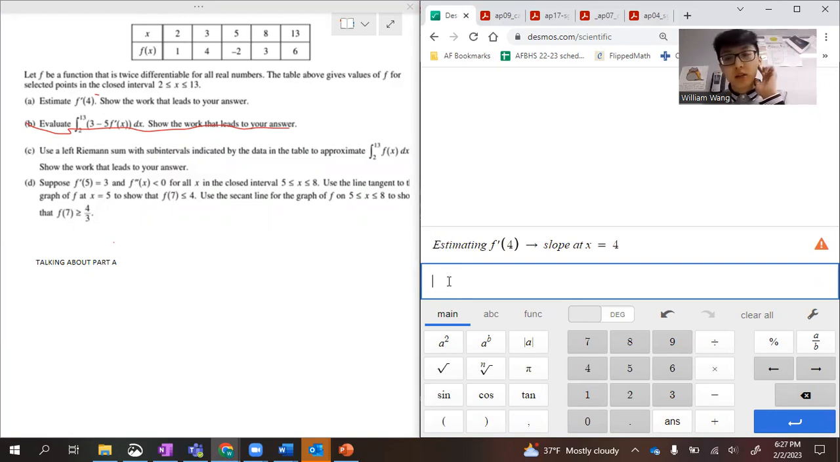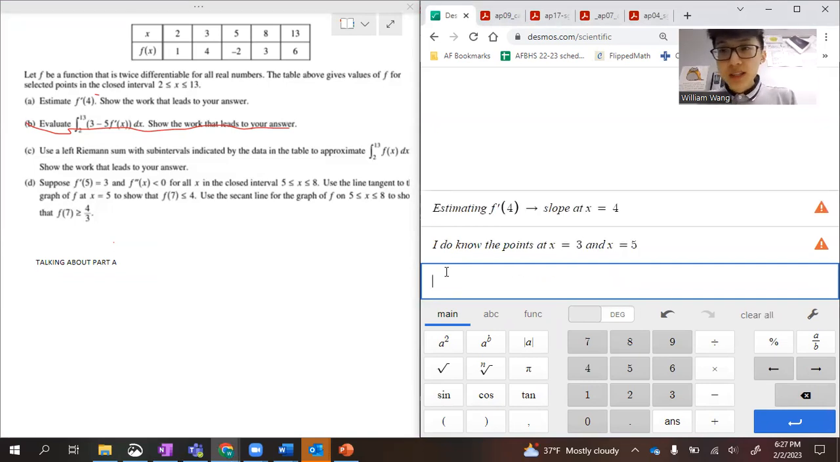Well, how do I estimate the slope at x equals 4? Because notice I'm given a table. I'm not really given the function. I can't take a derivative. I don't know the slope at 4. However, I do know the points at 3 and 5. I do know the points at x equals 3 and x equals 5.